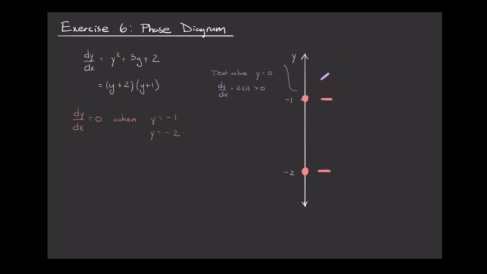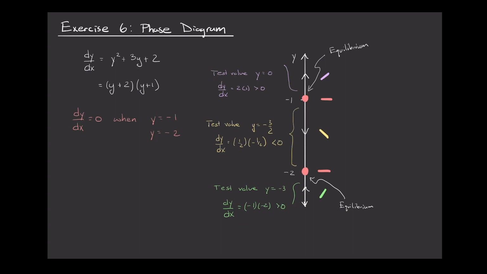Now let's do a test value for strictly between -1 and -2. We use the value -3/2 or -1.5 and find out that the slope dy/dx will be negative. Now we look at the last interval where y is strictly less than -2. Now if we put arrows on our axis, we would have our proper phase diagram. The last thing that we would do is decide for each of our equilibrium points whether they're stable or unstable. The equilibria occur when the slope is equal to 0. That occurs at the red points. To decide whether they're stable, unstable, or semi-stable, we simply look at whether the slopes above and below them are increasing or decreasing.